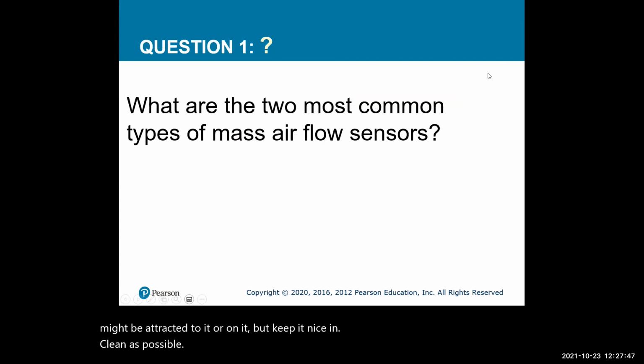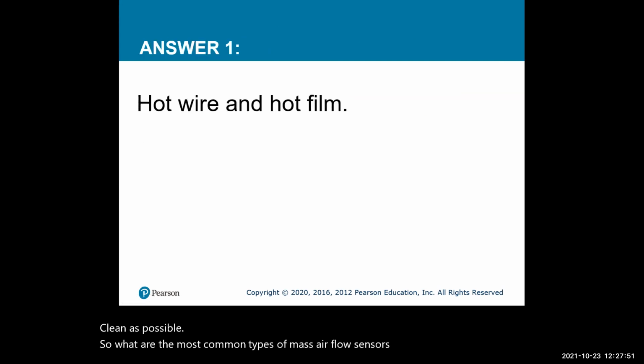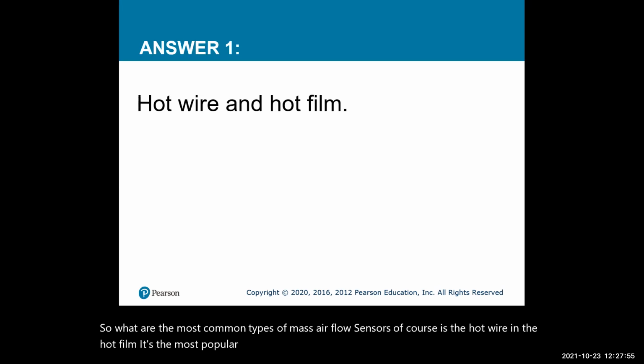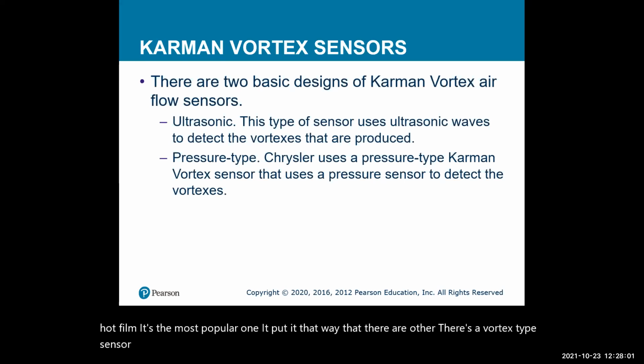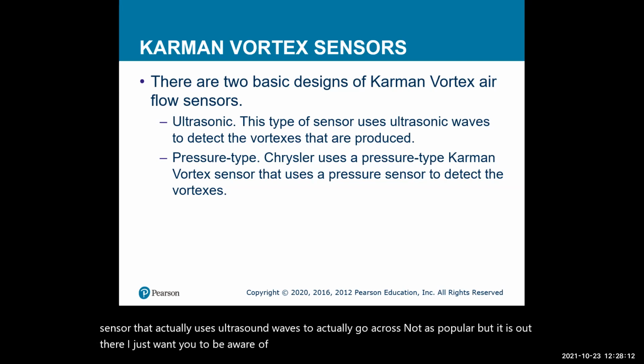So what are the most common types of mass airflow sensors? Of course, the hot wire and the hot film. It's the most popular one, to put it that way. There's also a vortex type sensor that uses ultrasound waves that go across. Not as popular, but it's out there. I just want you to be aware of it, and make sure you know there are other types out there.